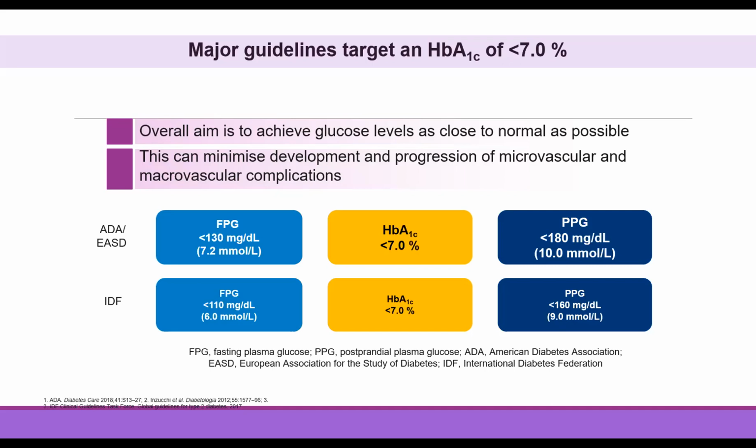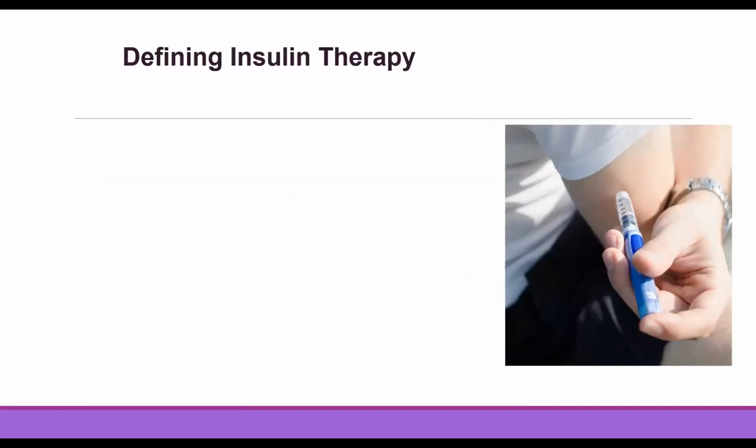With that respect, we can keep a target of fasting plasma glucose between 90 to 130 and postprandial target between say 140 to 180. So if we keep the postprandial plasma glucose between say 130 to 180 and fasting plasma glucose between 90 to 130, we can actually achieve an A1c target around 7 in most situations, and that is our target in most of the cases.